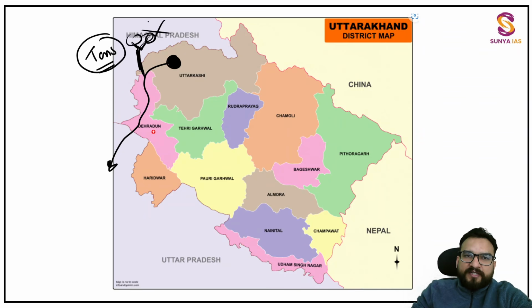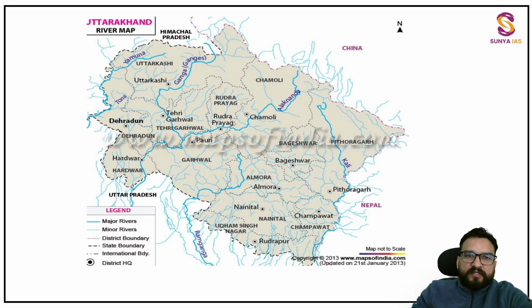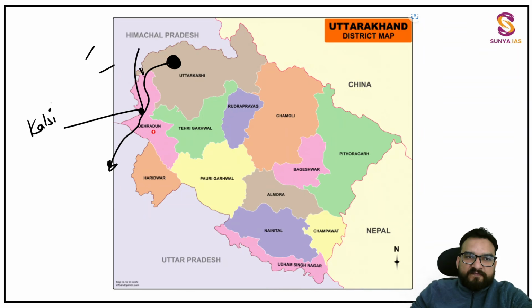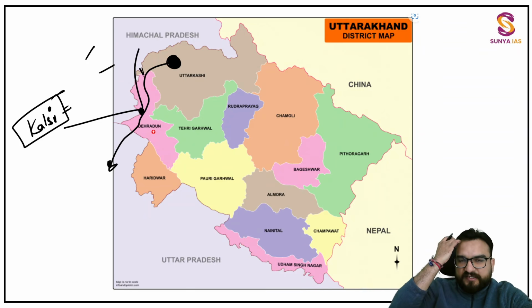No need to remember. Again, those people who are preparing for these specific states can remember about them, but not the UPSC will be asking. But Tons they can ask, right? So see over here, Yamuna River. Okay, Yamuna. So Yamuna will be flowing somewhere like this, and Tons will be meeting at the place known as in Dehradun Kalsi. And Kalsi is a very famous place historically also. You will be understanding why is Kalsi famous.